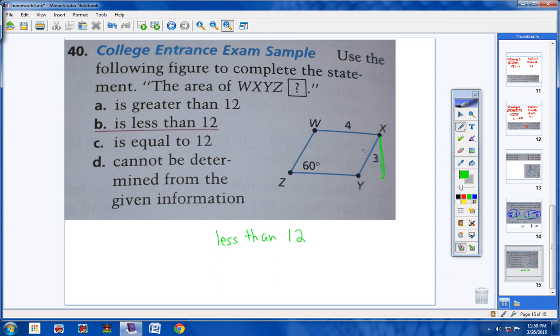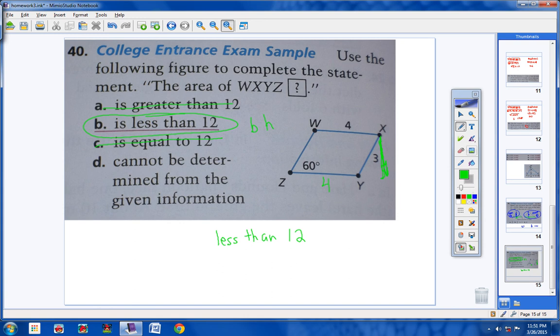So when I go to find the area of this parallelogram, and how do you find the area of a parallelogram? Simply base times height. Well, the base is 4. If this is 4, then this would also be 4 right here. Okay? So your base is 4. So you would take 4 times your height, which would be 2 point something, but it's going to be less than 12. We know it can't be greater than 12. We know it can't be equal to 12 because this side here is less than 3. So it can't be determined. There is one answer that works. It's less than 12, okay? Hope that makes sense, guys.